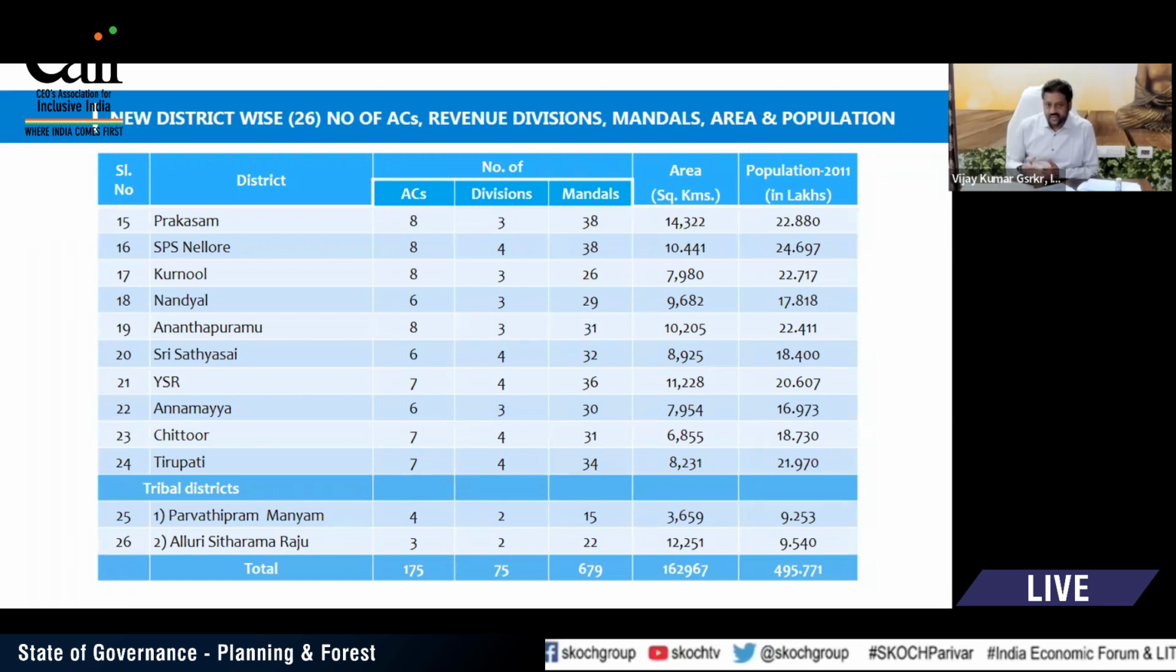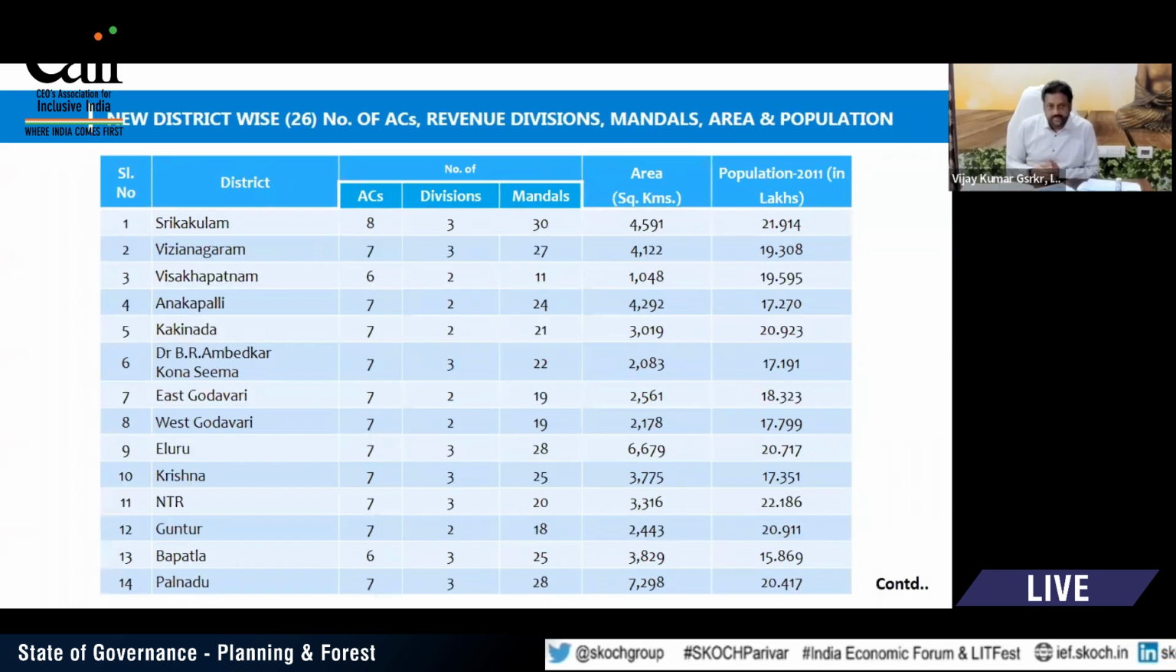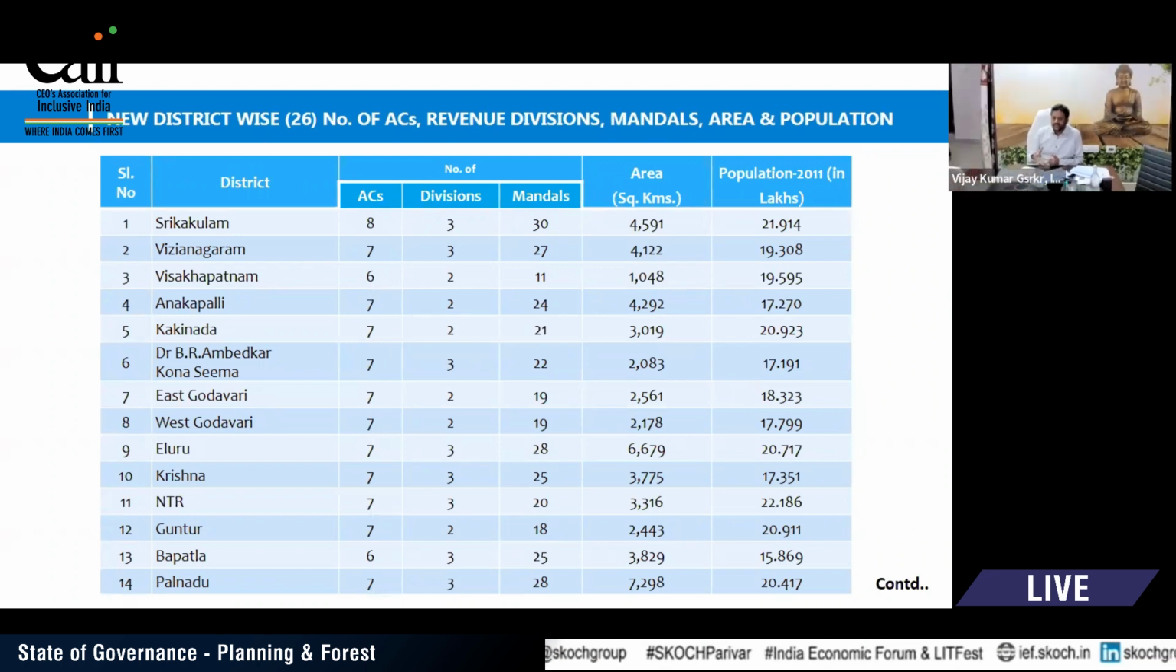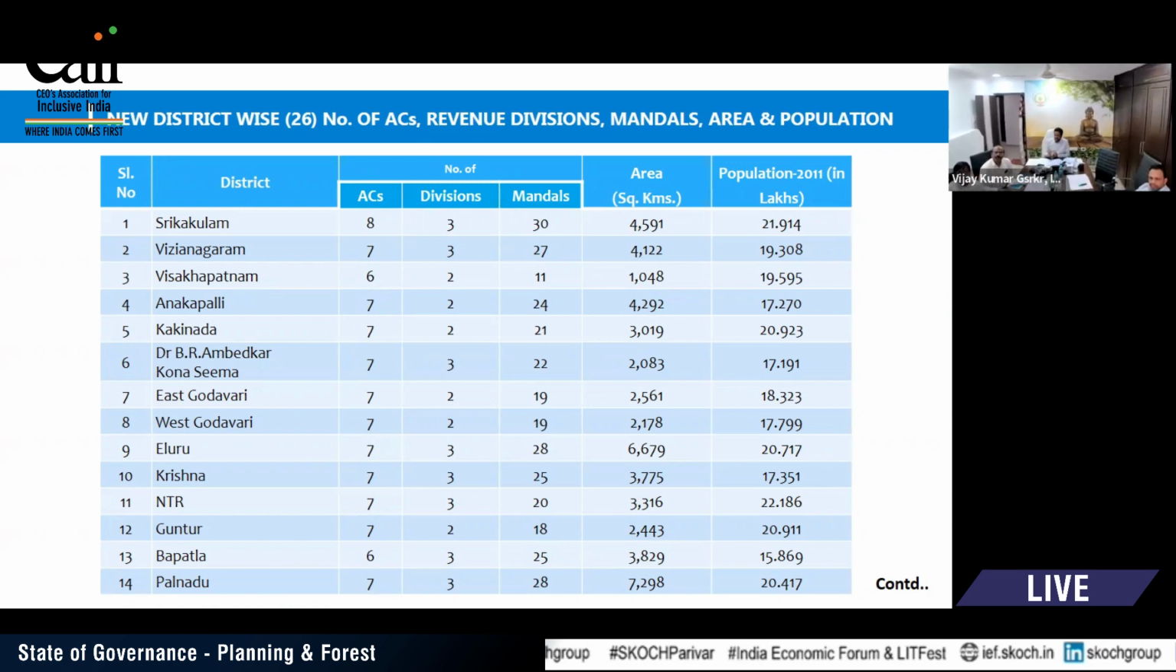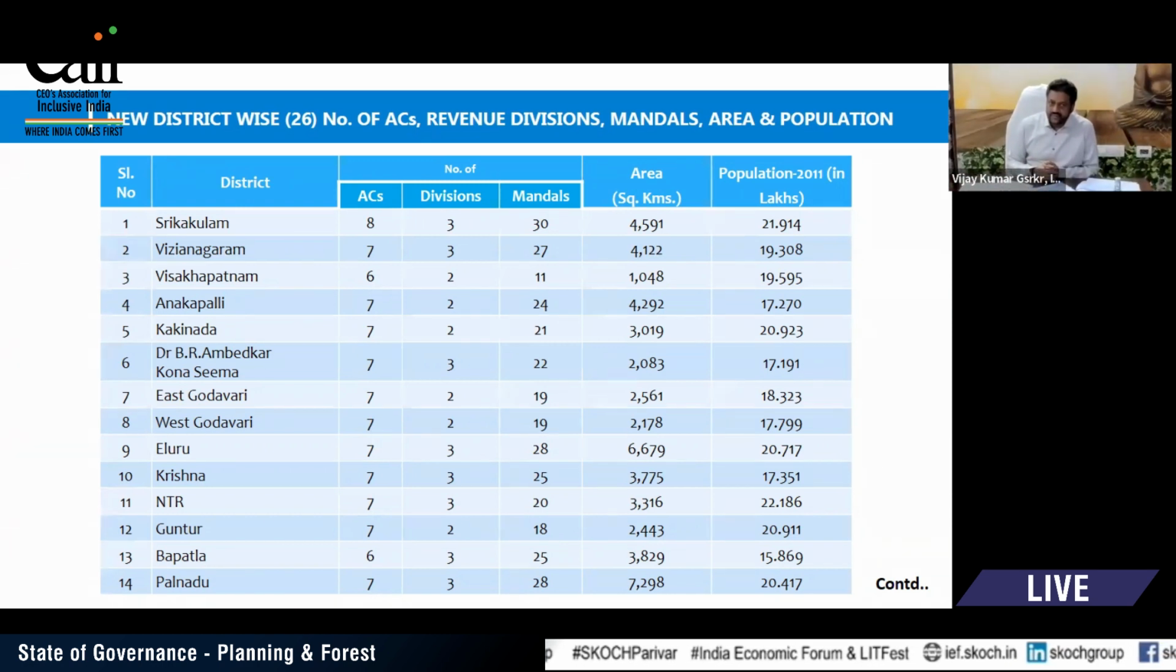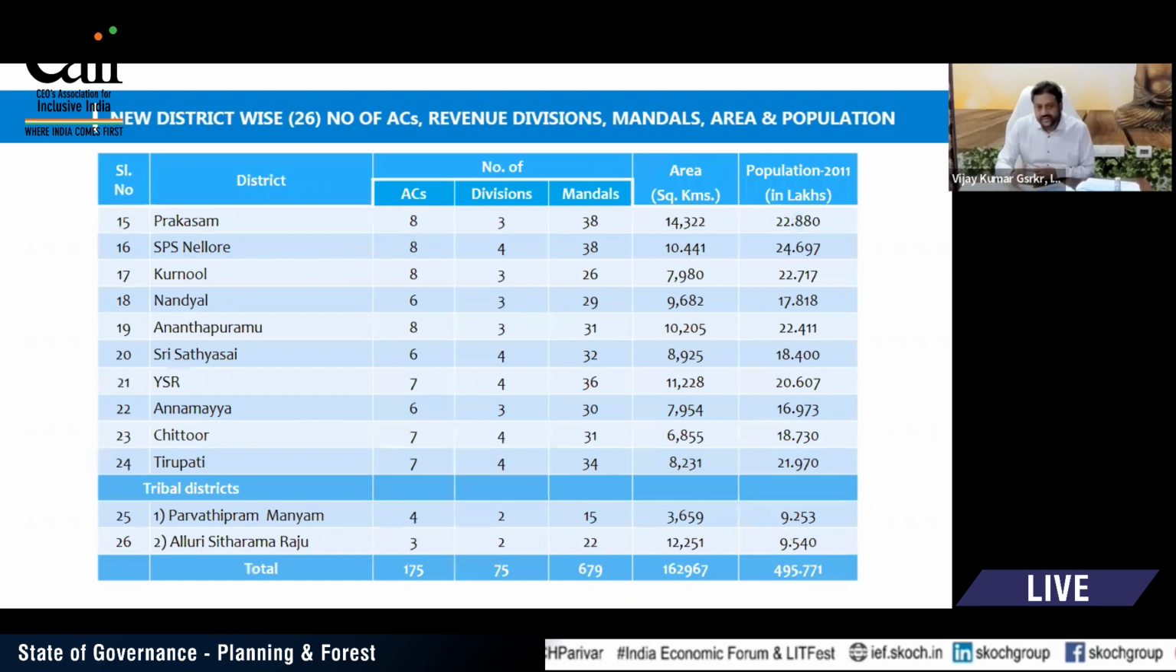Area wise, the 26th district has 12,254 square kilometers. A few districts like Visakhapatnam, which is completely an urban district, have an area of something like 1048, because it's purely an urban district. So these are the variations in area. Next slide. That is the reason we created 2 tribal districts exclusively, and each has about 9.2 to 9.5 lakh population. Even these 2 districts have a uniformity of around 10 lakh population.